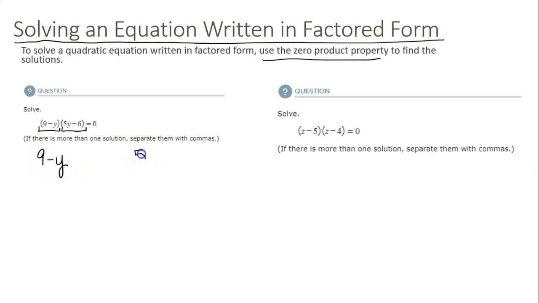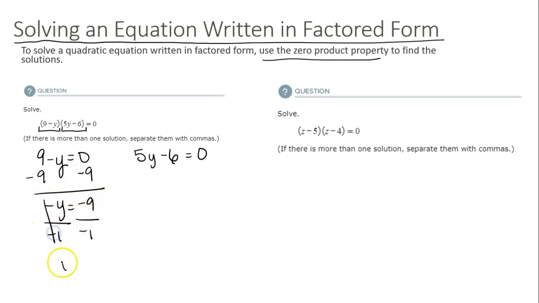So the two ways to make this equation true are to separate them: 9 minus y equals 0 and 5y minus 6 equals 0. The nice thing is this creates a pretty easy one or two step equation to solve. We're going to subtract 9 from each side. I'm left with negative y equals negative 9. To get the negative away from the y, I divide both sides by negative 1, and so y equals 9.